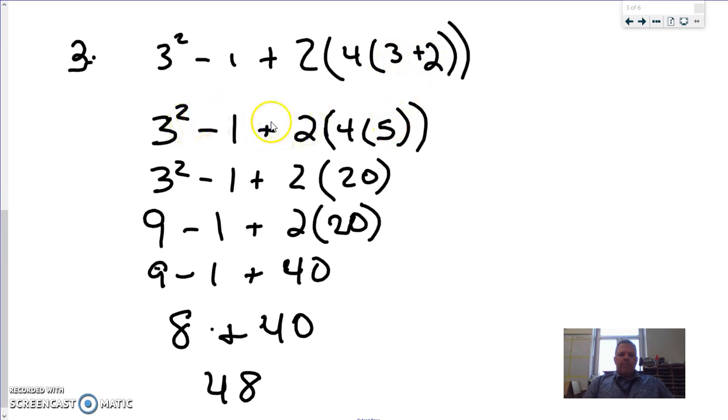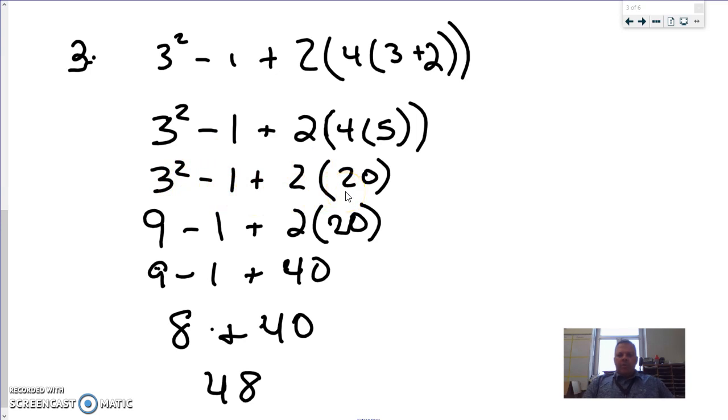So you can see I keep everything else. I just add the 5. Now I have a set of parentheses right here, which is 4 times 5. 4 times 5 is 20, so I get another set of parentheses. So I have 3 to the second power minus 1 plus 2 times 20.